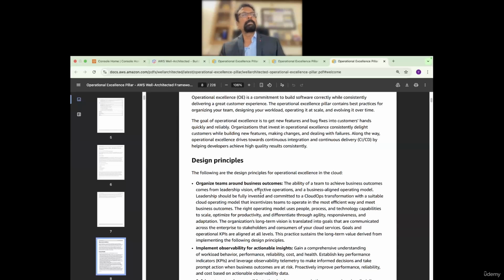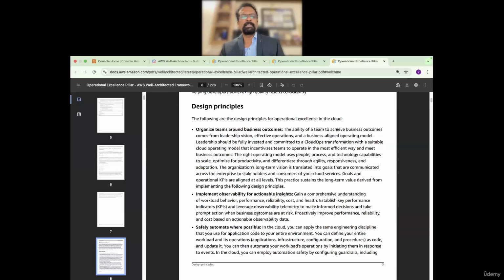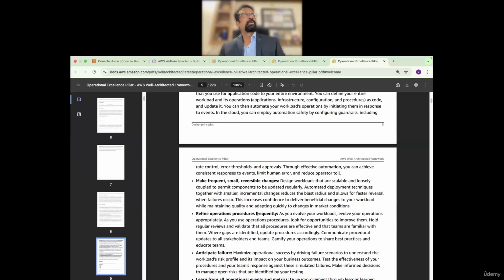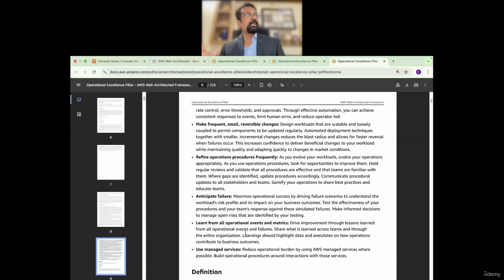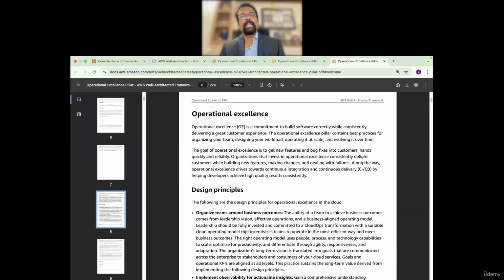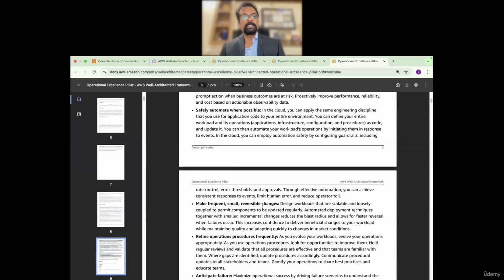Some of the design principles are organizing teams around outcomes, observability for actionable insight, safely automate where possible, make frequent small reversible changes, like you do an incremental change, you might do DevOps, etc. Refine operation procedures frequently. How do you manage the change? Anticipate failure. It is actually not the reliability failure, but you understand that there can be failure, events and metrics, and use managed services. So if you're spending time to read operation excellence, first read the intro, then go very deep and understand what each of these design principles means.